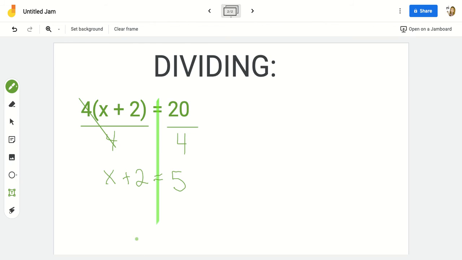All right, so now to get x by itself, there's only one more thing we need to do. We need to get rid of this positive 2. To get rid of it, or move it to the other side, we're going to do inverse operations. The inverse of a plus 2 is minus 2. So I'm subtracting 2 from both sides.